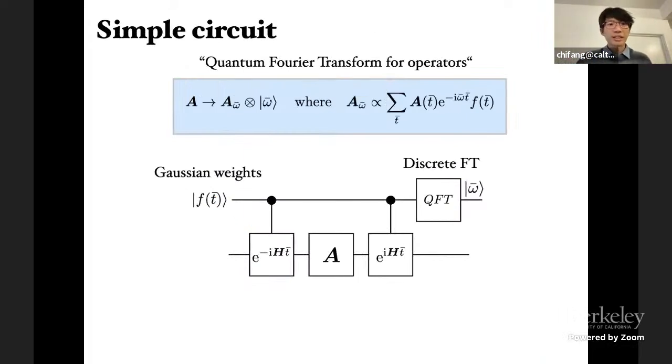This object is also very nice in that it has a very, very simple circuit. All you need to do is input a Gaussian weight wave function to put your weights on your time register. Then you use the time register to control the operator evolution, and then do a Fourier transform. The circuit really just gives the things above. Once you have this component, you can use all kinds of tricks to generalize to more complicated objects, such as Lindblad blocking. But this really is the building block: do the Fourier transform in this way.